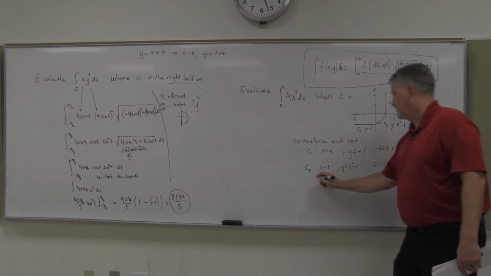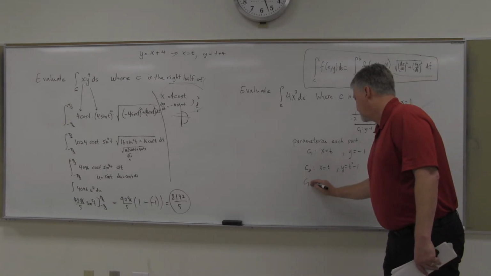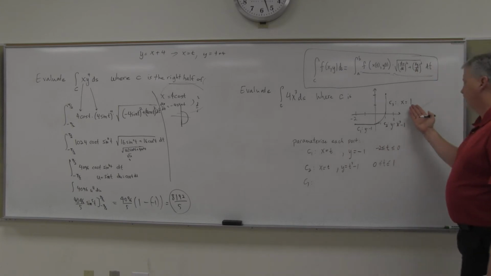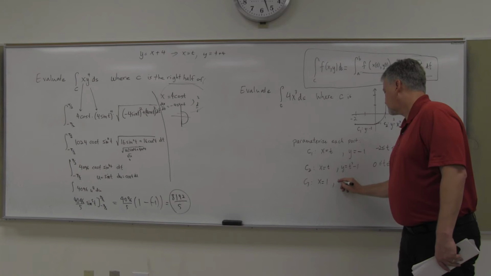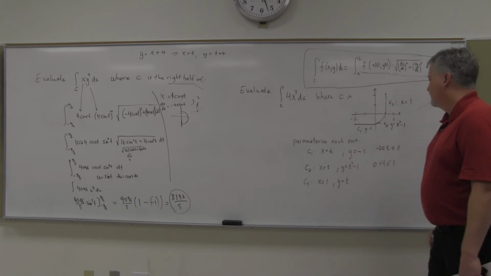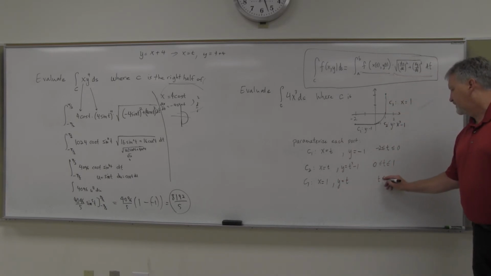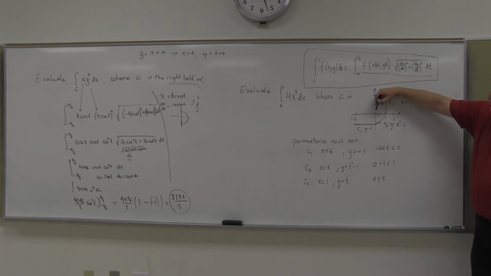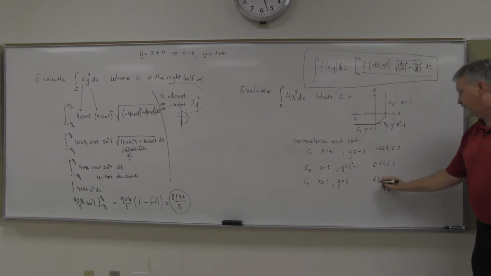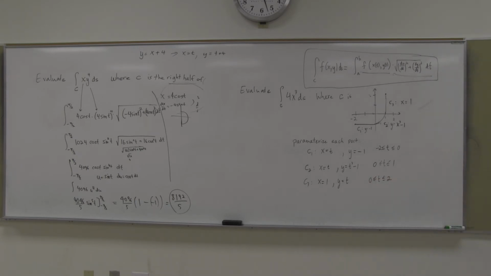And then C3 is a lot like C1, except we've got x is 1, so the y is the one kind of varying. So what would the values of t be on that one? They would need to correspond to the y values, right? So y goes from 0 to 2, so it's another 0 to 2 there. How's that? A little different.